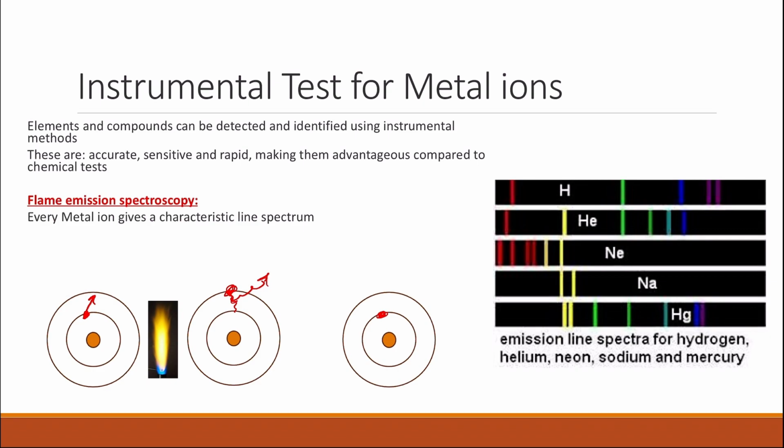No two elements have the same electronic structure and the same charge, so each element will give you a completely different line spectrum. Also, the intensity of the colors can give you an indication of the amount of the element in your sample, so it can be used quantitatively as well.